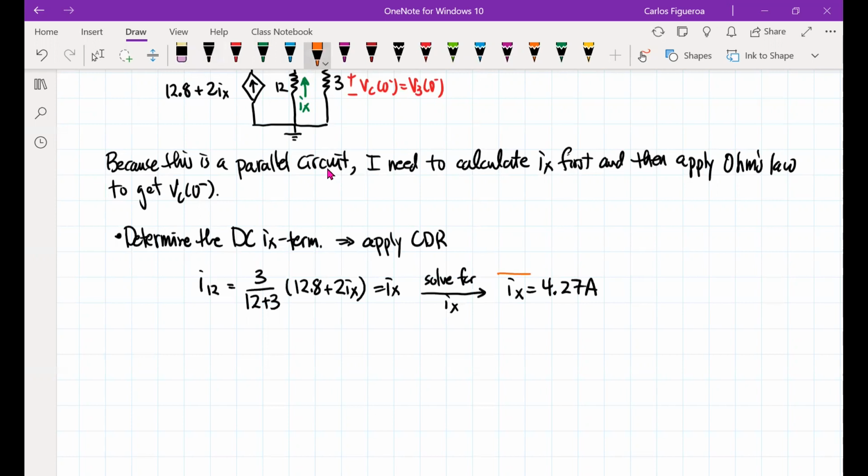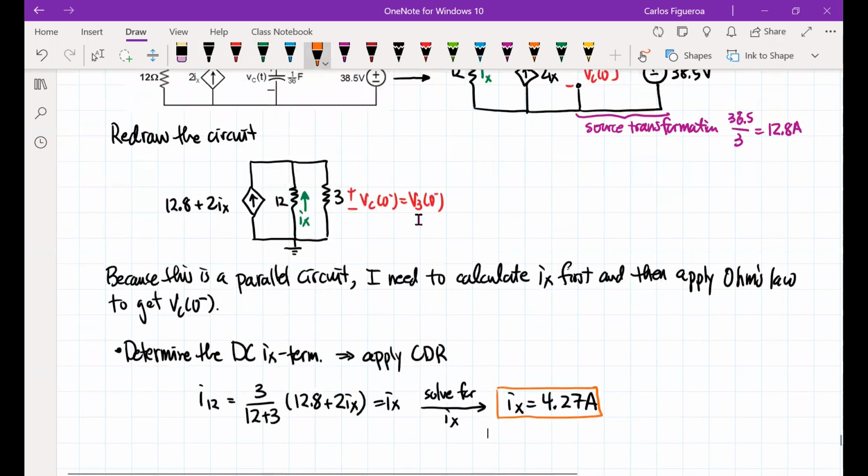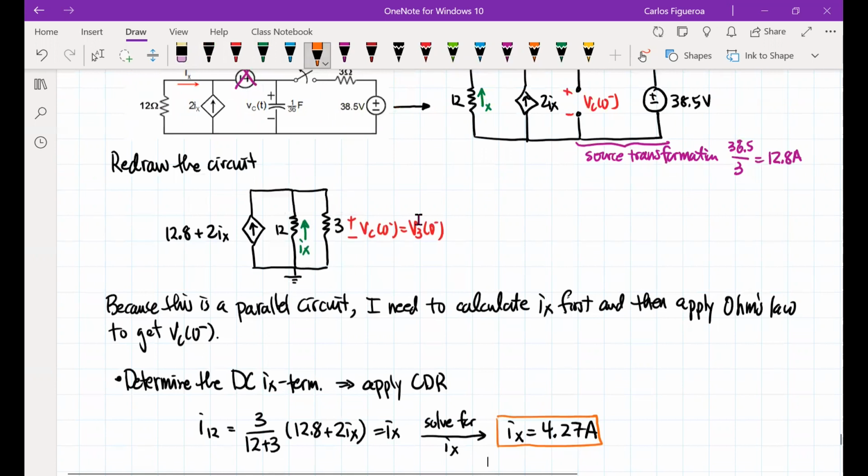So now that I have ix, look at the circuit here. We already said that these are parallel elements, and because they're parallel elements, VC is the same as 12ix. So I don't even have to look at that 3 ohm resistor because they're all parallel.